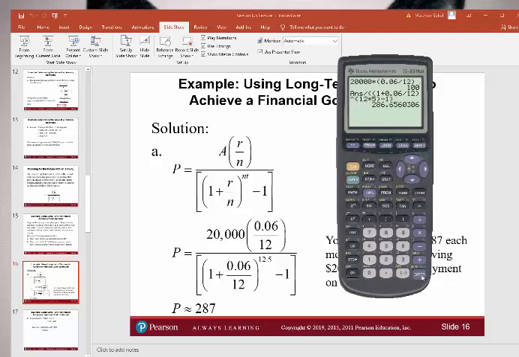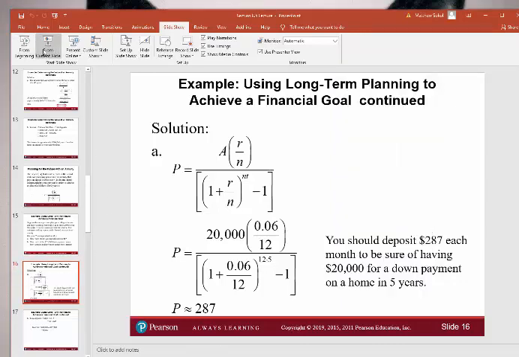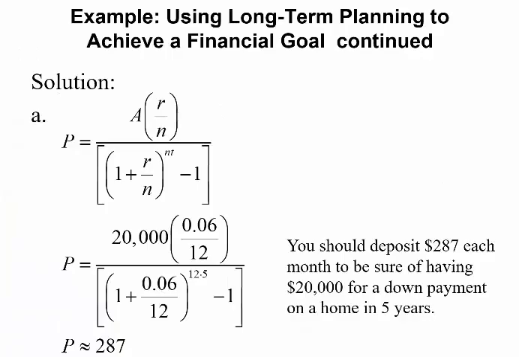And you should get $286.65, which is approximately $287. So what's going on here is you should deposit $287 at the end of every month to be sure of having $20,000 for the down payment in 5 years.